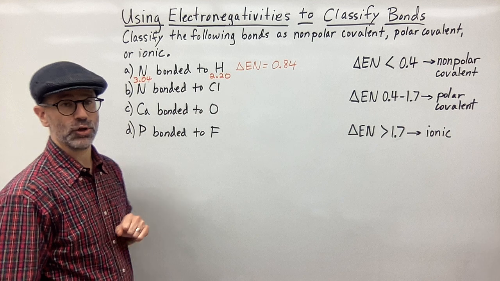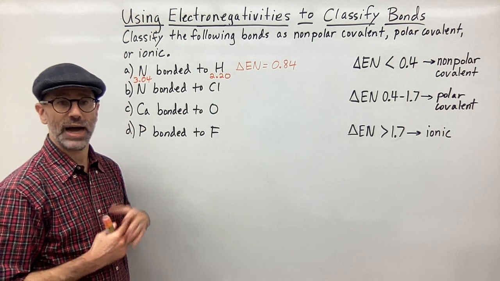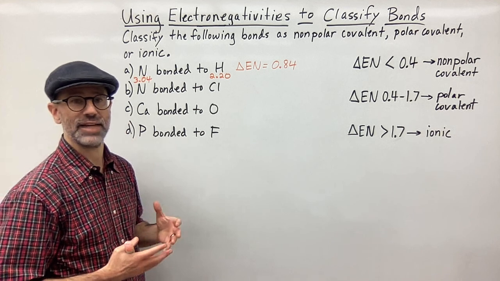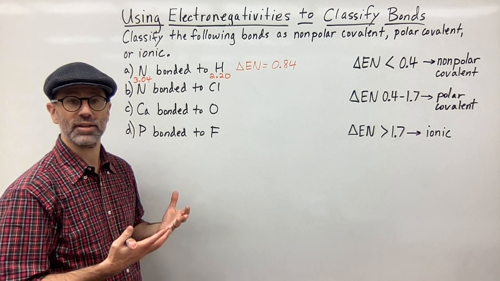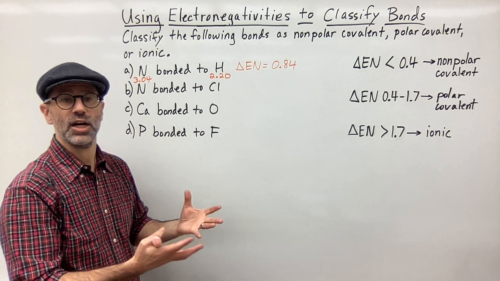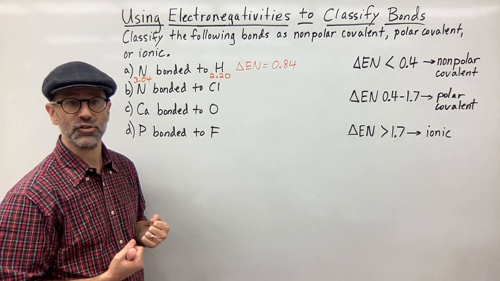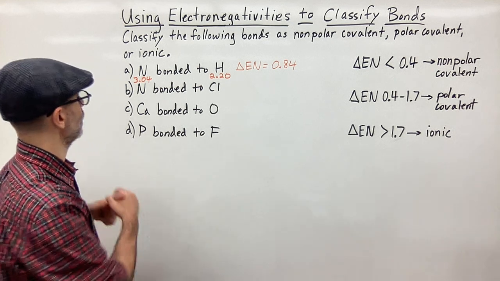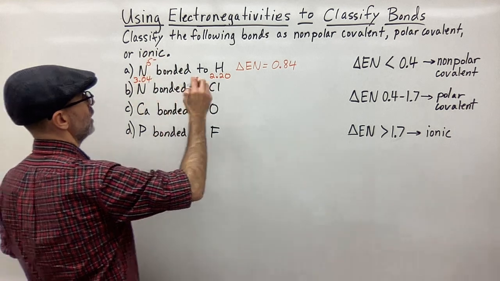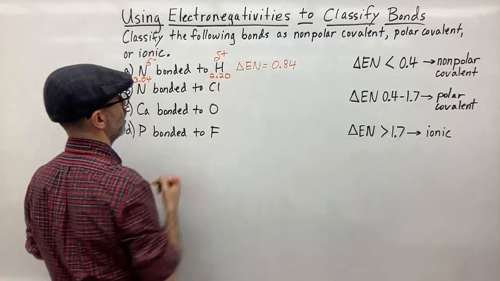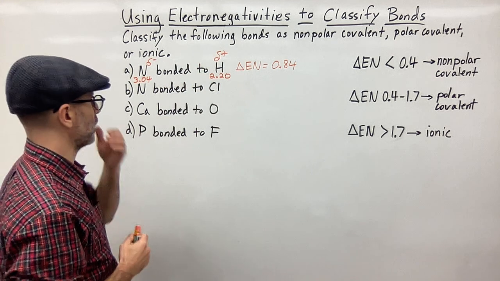Since it's polar covalent, there's going to be a partial negative and a partial positive side. We have to remember that the partial negative side is going to be the side with the more electronegative atom, because the higher the electronegativity, the more it's going to attract the electrons in the bond towards it. So it's going to have a partial negative. We could put a partial negative here, so this is going to be partial negative. And the hydrogen would then have a partial positive charge. So either delta negative, delta positive, same thing.